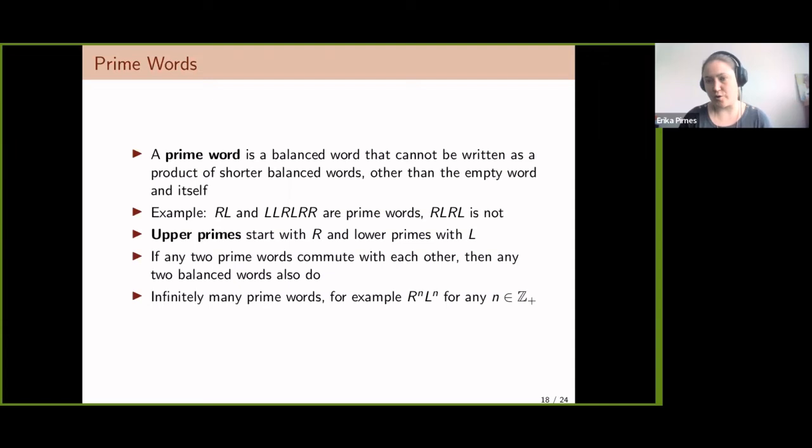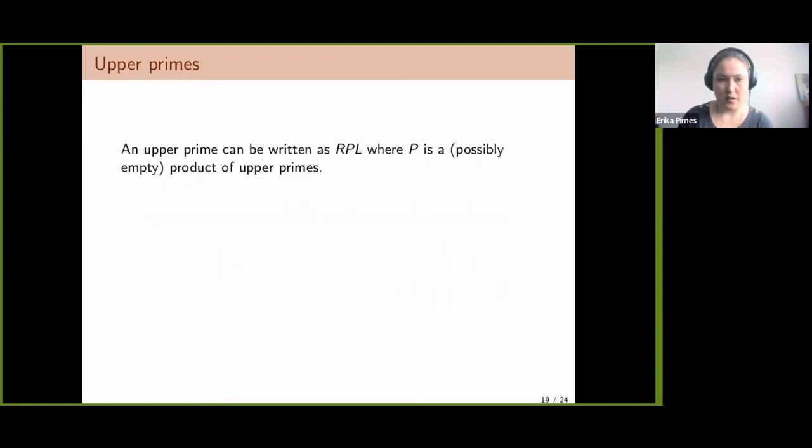And just to note, there are infinitely many prime words. For example, R n times, and then L n times. Something to note about upper primes, before I go to the next intermediate result: if I have an upper prime, I can write it as R, a product of upper primes, L.